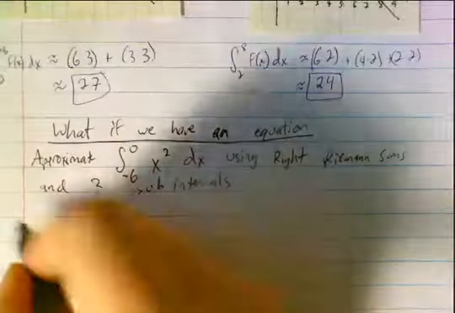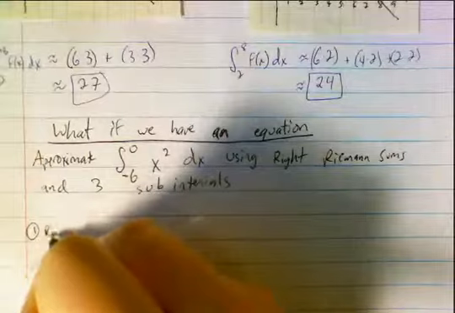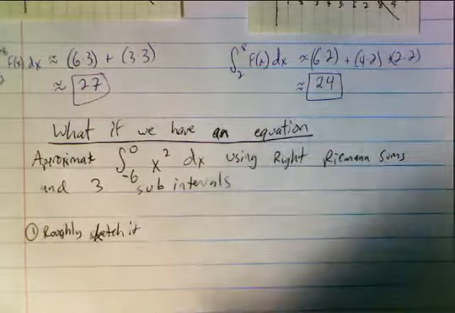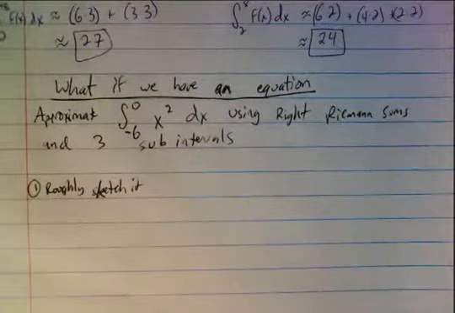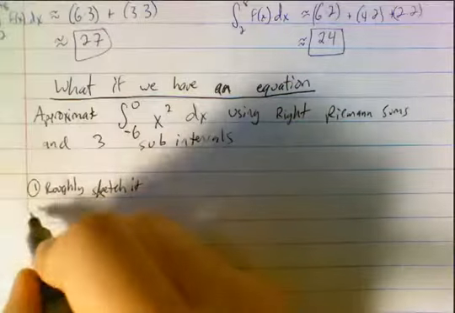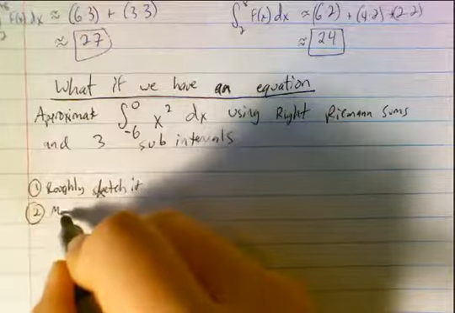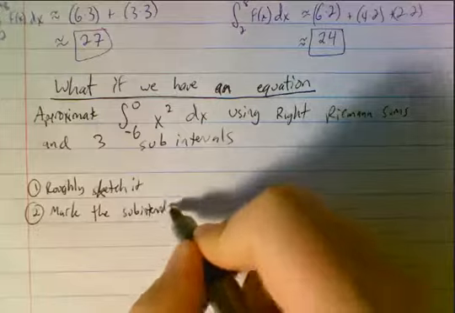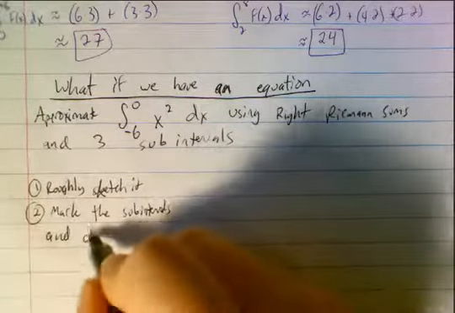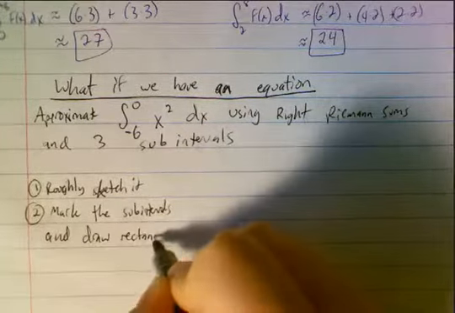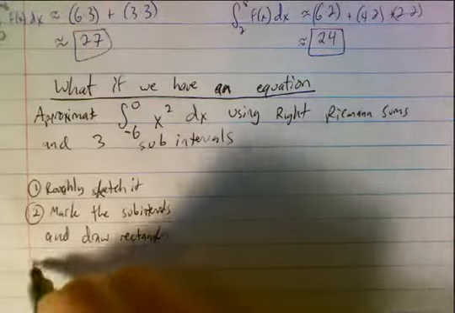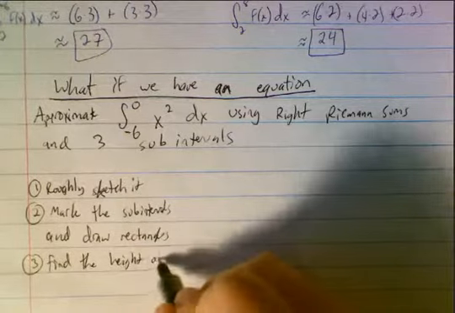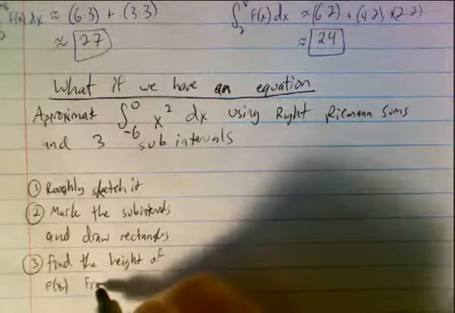So the first thing that we want to do, I'm just going to write the steps over here. We want to roughly sketch it. It is important to know your parent functions, so if you have an x squared, you should be drawing a parabola. I should be able to mark the subintervals and draw the rectangles. And then you're going to find the height of f of x from the equation.